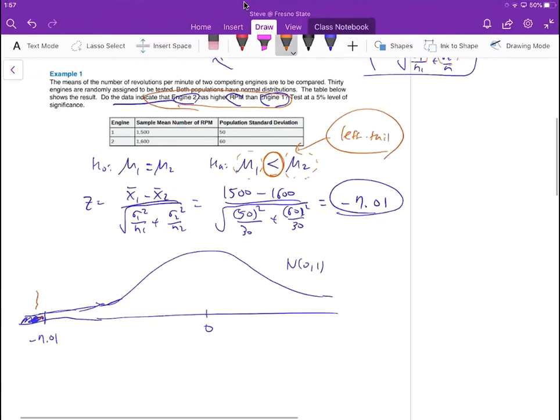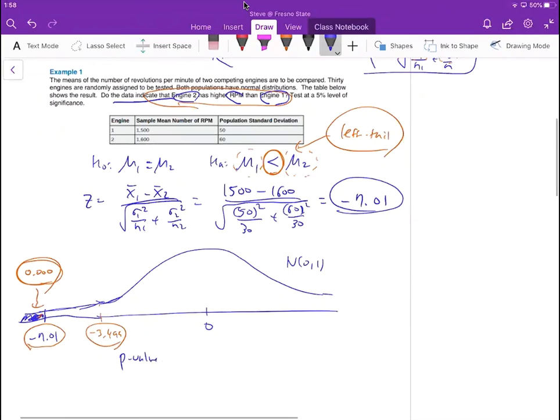But when you look this up, this is going to be essentially 0, because the lowest value in the table is, I think, negative 3.499 or something. When you look at a more negative number, that's going to be even closer to 0. So the p-value is approximately 0. Therefore, we reject the null.